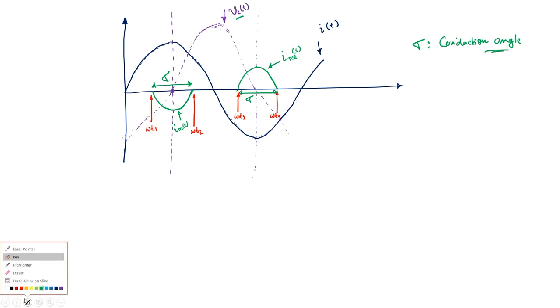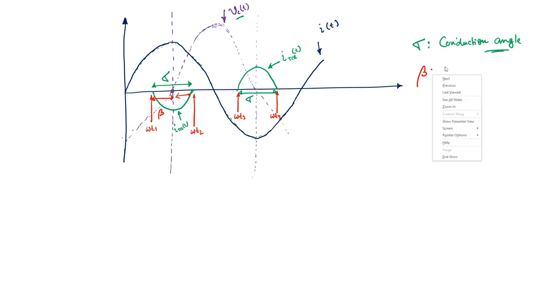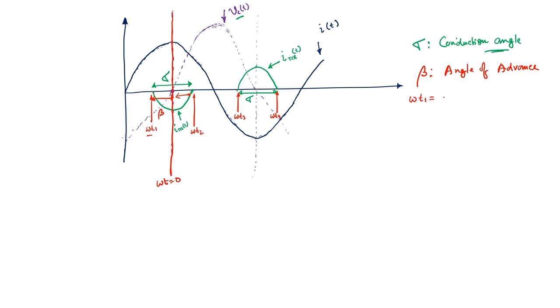There is another terminology exclusive to this TCSC, that is this angle, called angle beta. So, if this is beta, this will also be beta. Here this beta is called the angle of advance. Why is it called angle of advance? Because this vertical line corresponds to the instant omega t equal to 0. So, the conduction starts beta angle before, and that is why it is called angle of advance. Now, as I said, omega t 1 is equal to minus beta.